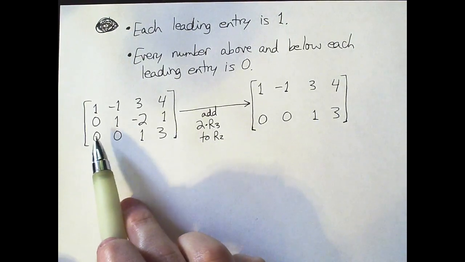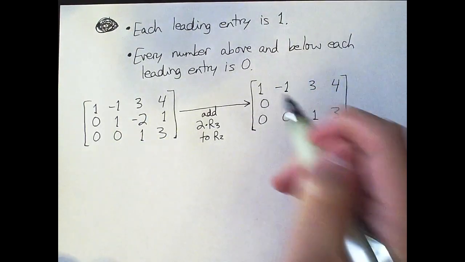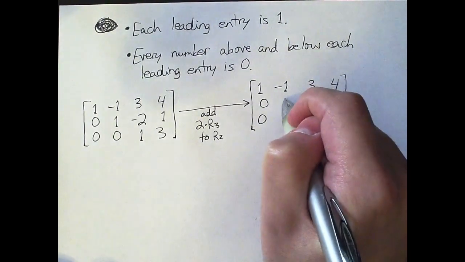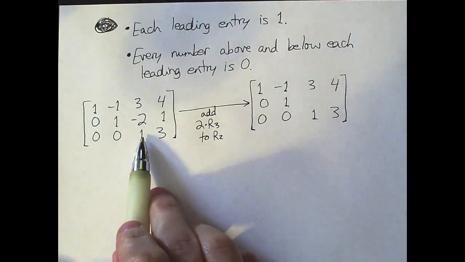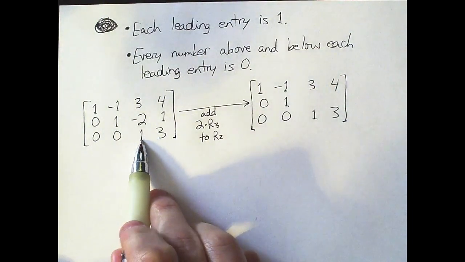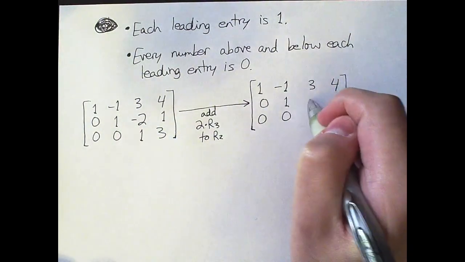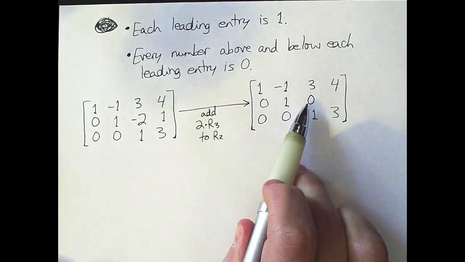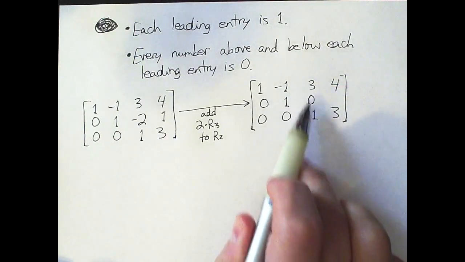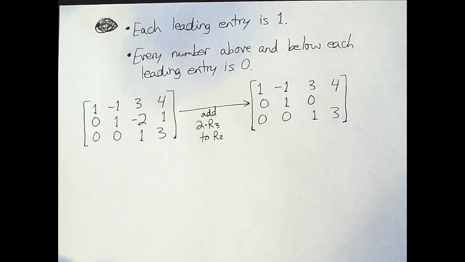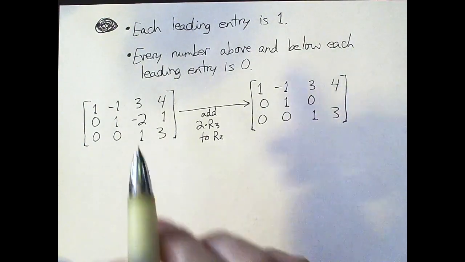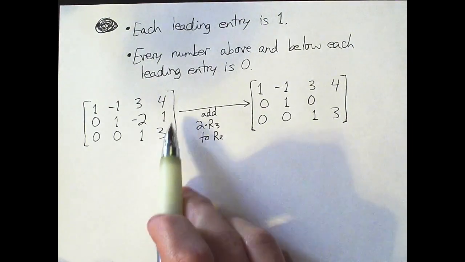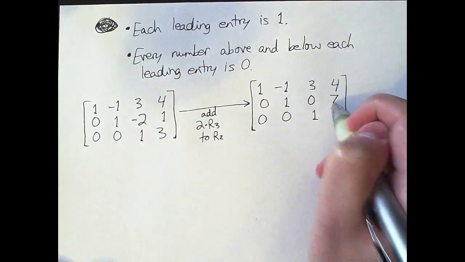So 0 gets added to 0, so that's still a 0. 0 gets added to 1, so that's still a 1. 2 times 1 is 2, and it gets added to negative 2 to give me a 0 here. That's the reason I did that step, because I need the numbers above the leading entry to be zeros also. And finally, 2 times 3 is 6, and that gets added to 1, so I get a 7 here.